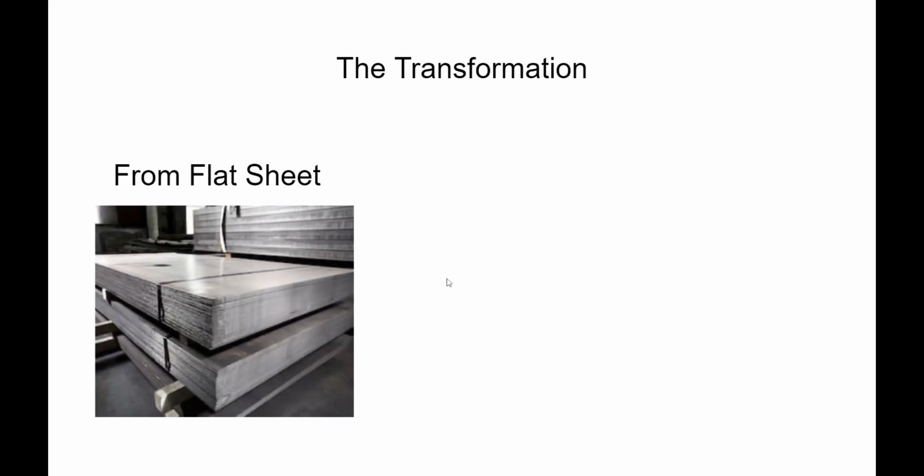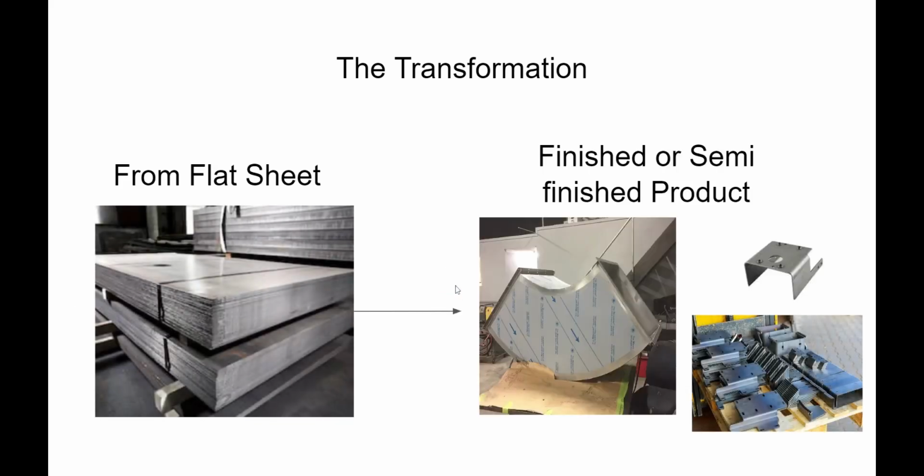And after that, what is sheet metal fabrication? It is basically nothing but a transformation from a flat sheet to a desired product, called finished or semi-finished goods. So how do we achieve the transformation?